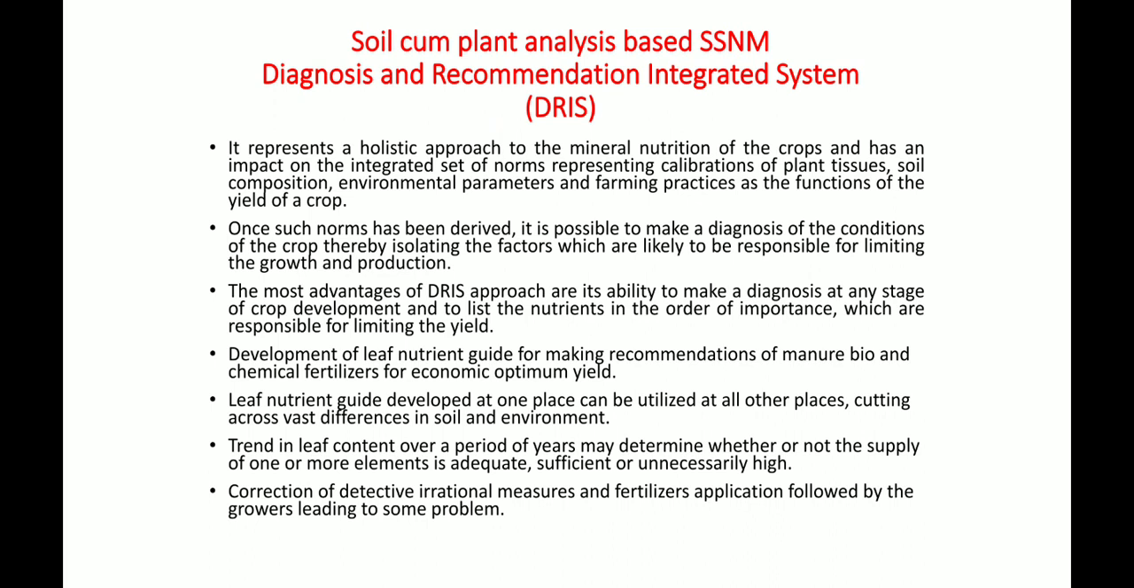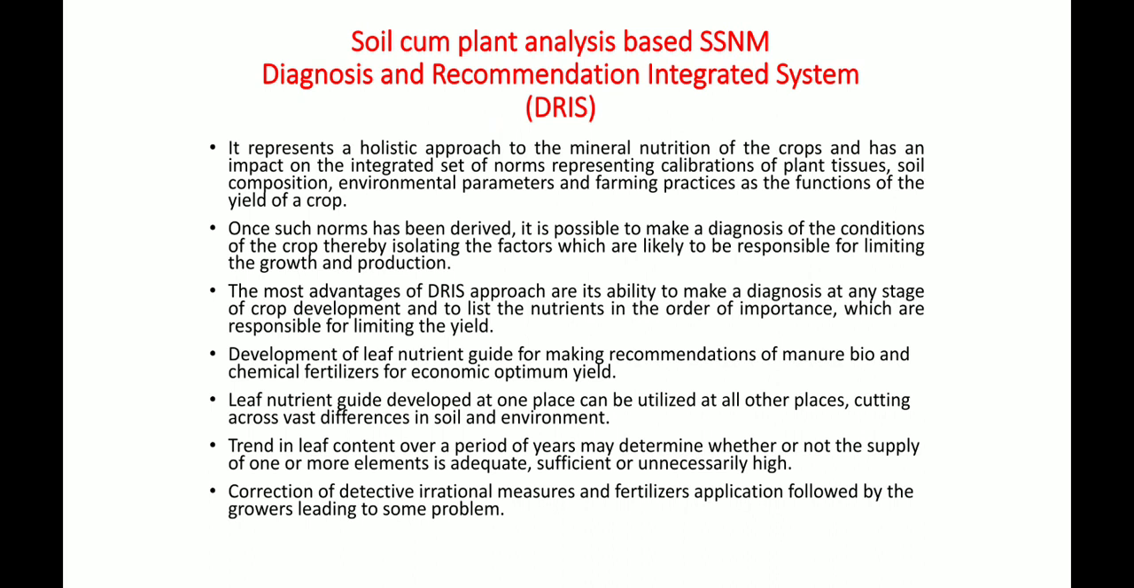The development of a leaf nutrient guide is for making the recommendations of the chemical as well as biological fertilizers to get the economic optimum yield. Then a leaf nutrient guide developed at one place can be utilized at all other places. Then the trend in leaf content over the period of years may determine whether or not to supply one or more elements, and corrective measures and fertilizer applications followed by the growth leading to some problems.